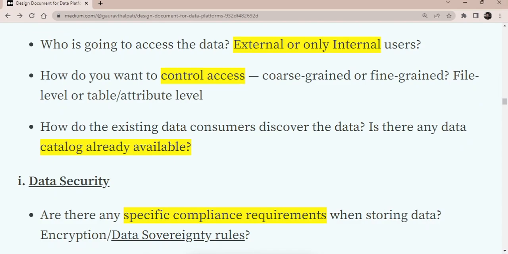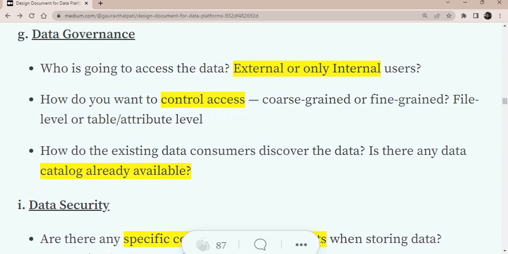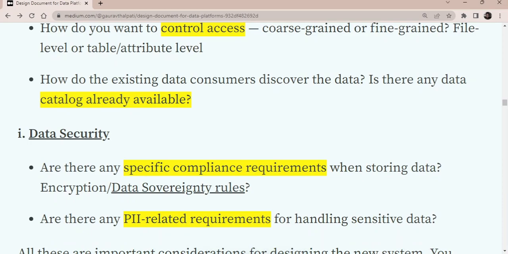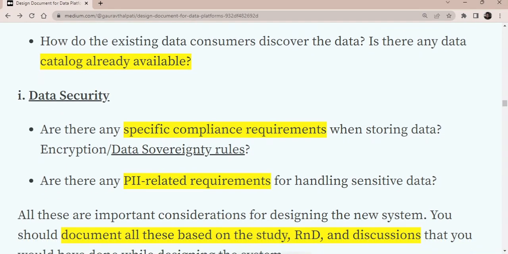Metadata management at the same time is also important. Is there any solution available? How are you doing all those things, or do you want to use some external tools for cataloging? All these things you can capture here.